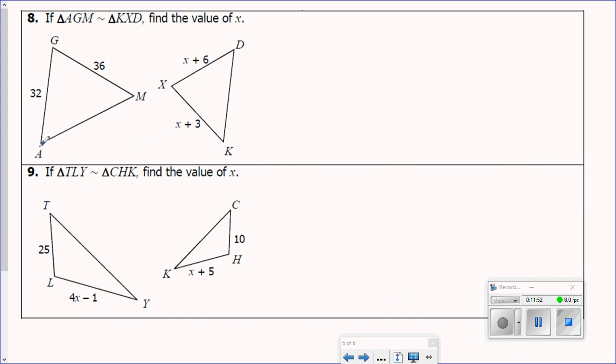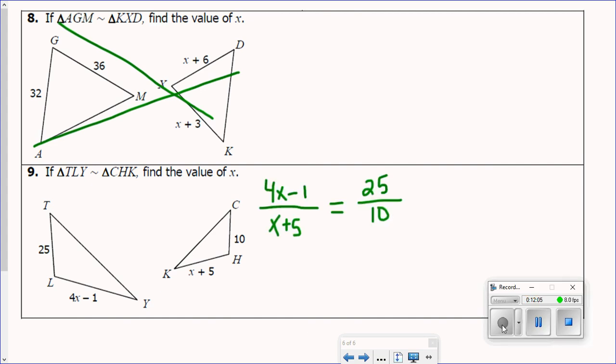Alright, and so 8, we've already done that one. So 9 is very similar to 8. Go ahead and set up your proportion and then solve for x. So here's your proportion setup. Remember, I went from left to right triangle, and up here left to right triangle. And now we just cross multiply and solve for x. Make sure you remember to distribute since we have binomials there. And when you solve, you should get x is equal to 9. Okay, that's it.